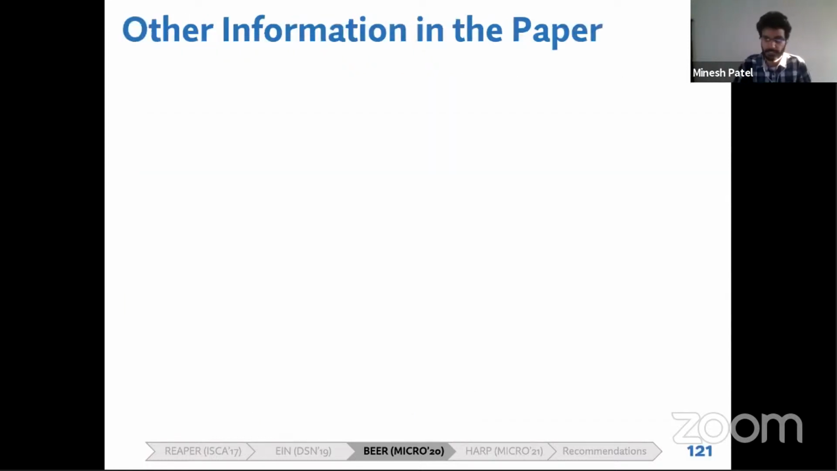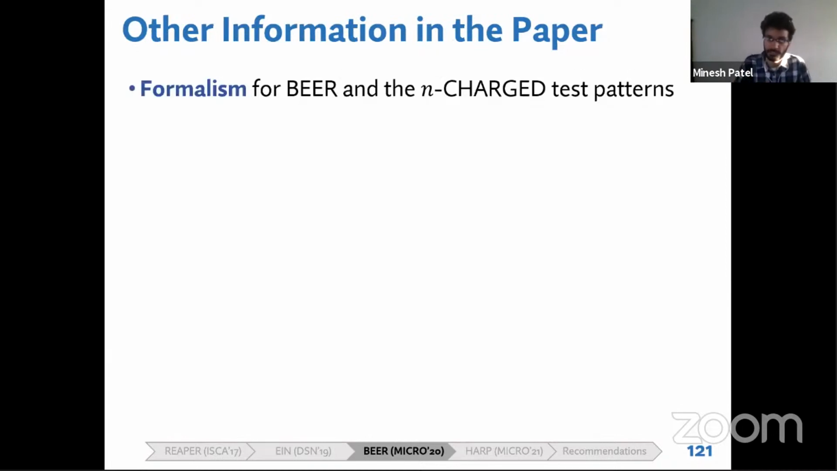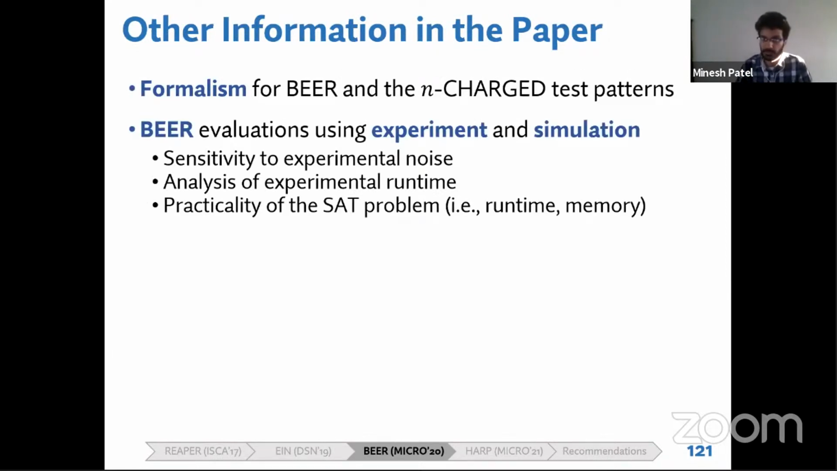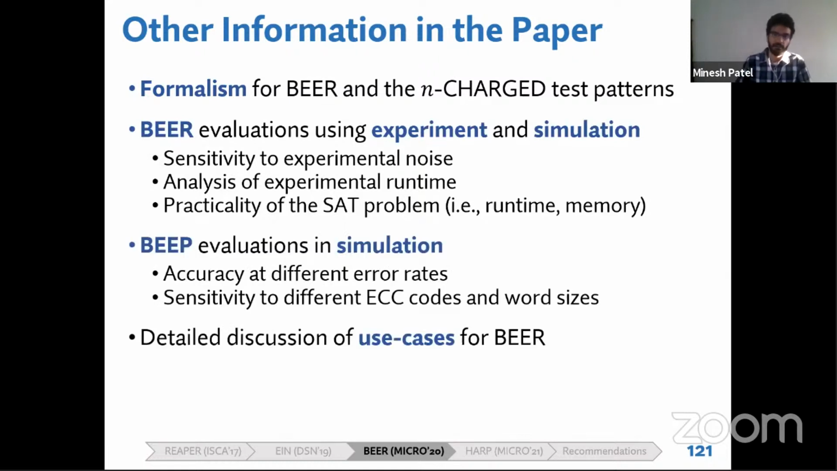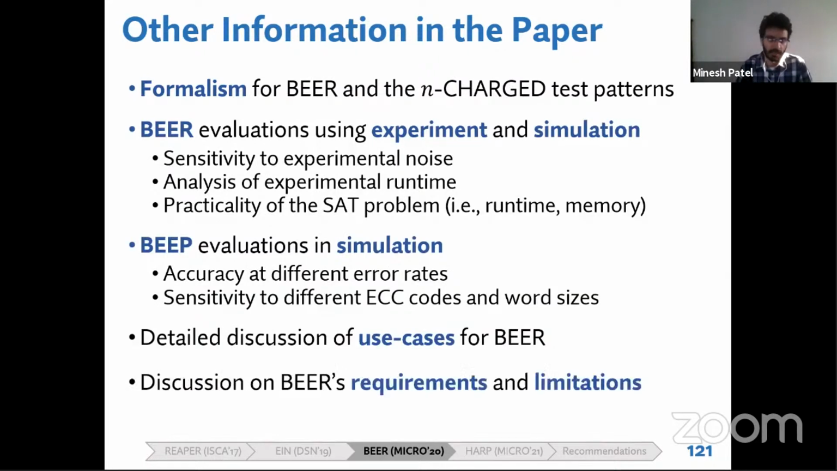And so the other information that's contained in the paper is dealing with the formalism for BEER and charge patterns, our evaluations in both experiment and simulation, and detailed discussions of our use cases, and finally a discussion on BEER's requirements and limitations. And so this concludes my talk about BEER, and I think I'll pause for questions at this point.